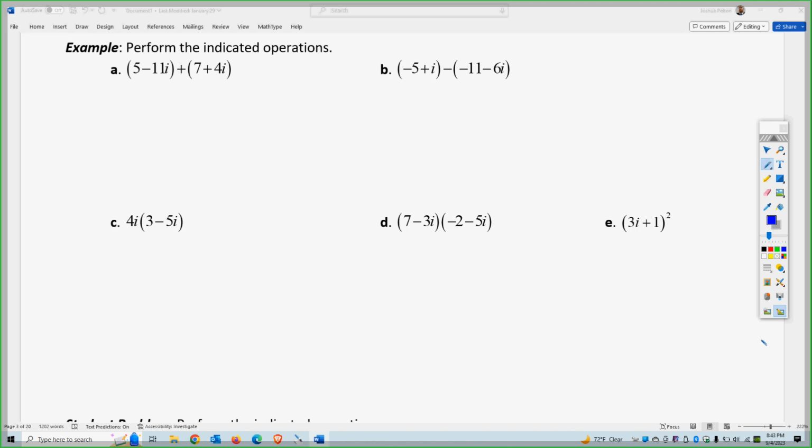So what to remember here is there's a 1 in front of this, so I'm really distributing a 1 to each of these. This is what I'm really doing. So when I do that, I get 5 minus 11i plus 7 plus 4i. So if I rearrange these, I get 12 minus 7i, right?